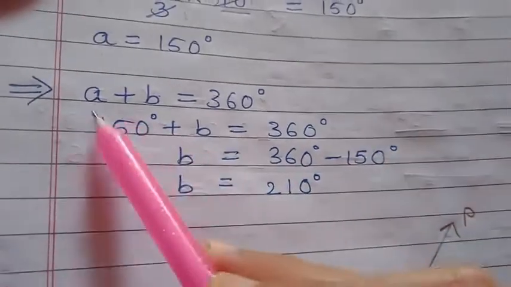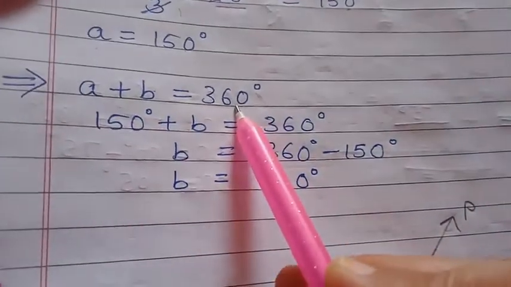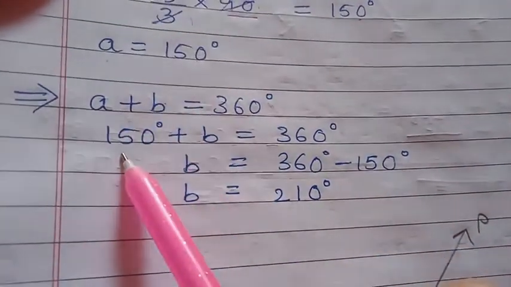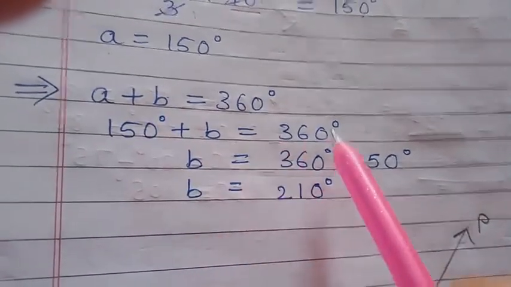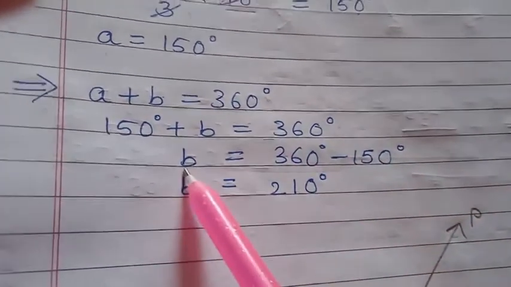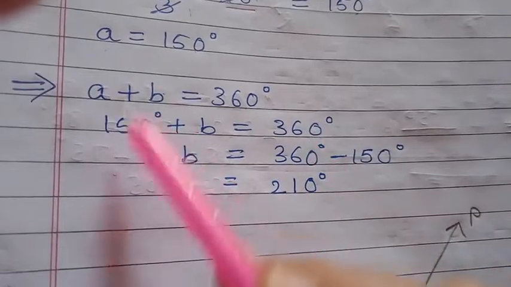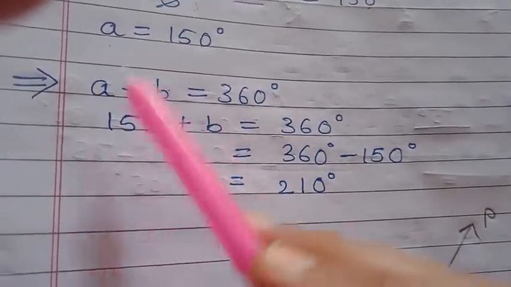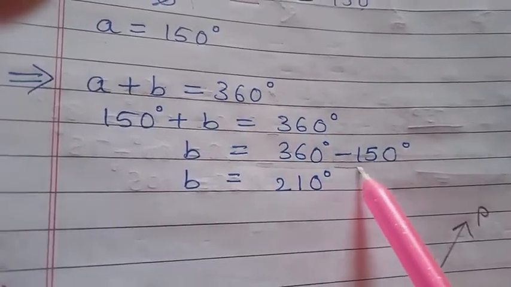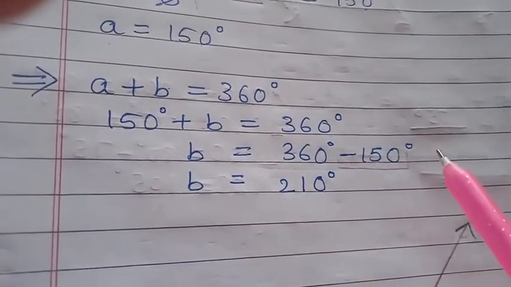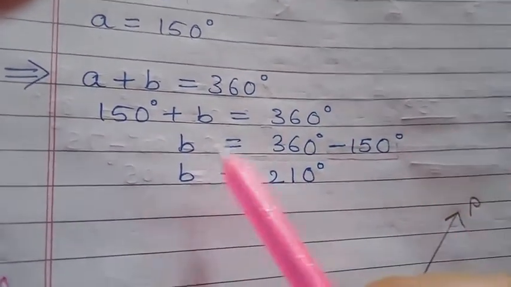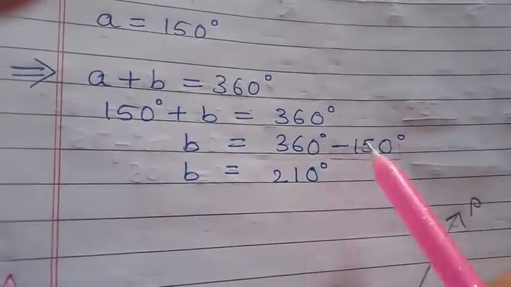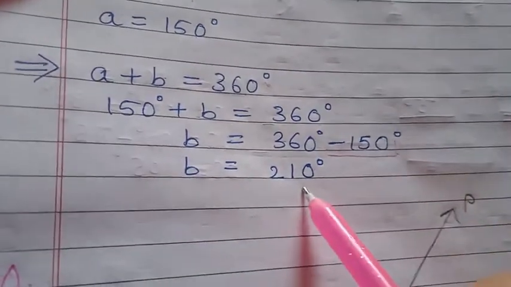Method is same. A plus B is equal to 360 degree. So the value of A is 150 degree, plus B is equal to 360 degree. So B is equal to 360 minus 150 degree. Why? This plus 150 is transposed to RHS. It became minus 150. Rest of the things as it is. So B is equal to 360 degree minus 150 degree, which is equal to 210 degree.